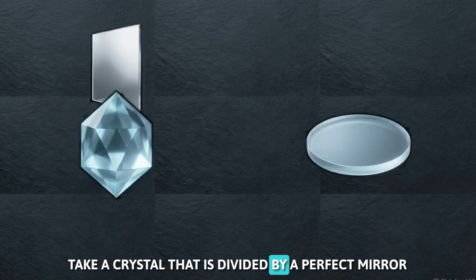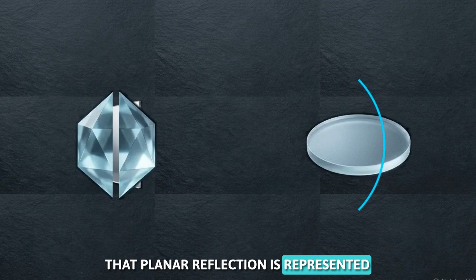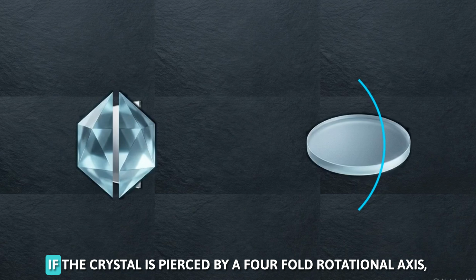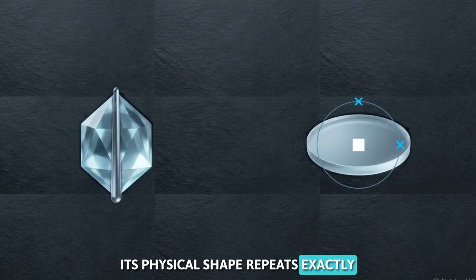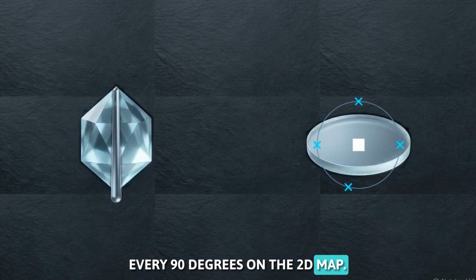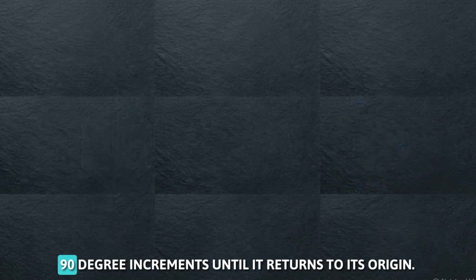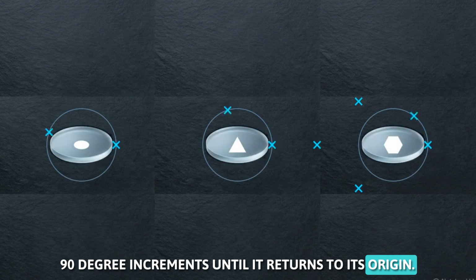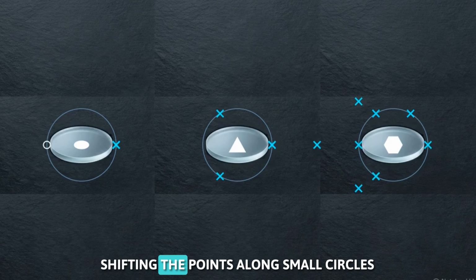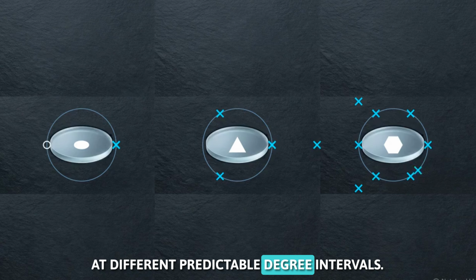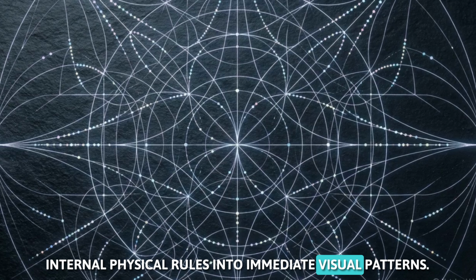Take a crystal that is divided by a perfect mirror symmetry plane. On the stereogram, that planar reflection is represented by a single, sweeping great circle arc. If the crystal is pierced by a four-fold rotational axis, its physical shape repeats exactly every 90 degrees. On the 2D map, this symmetry operation forces a projected point to jump along a circular track in strict 90-degree increments until it returns to its origin. 2, 3, or 6-fold symmetry axes follow the exact same logic, shifting the points along small circles at different predictable degree intervals. The Wulff net translates invisible, internal physical rules into immediate visual patterns.